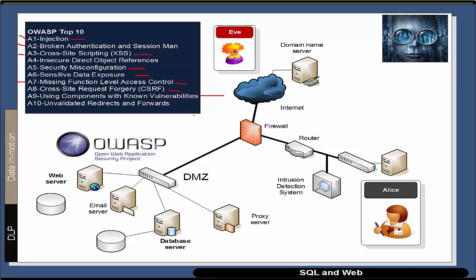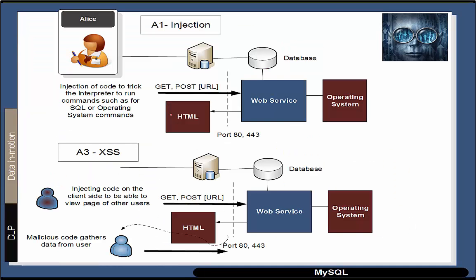Known vulnerabilities, Flash especially and PDF Reader are two well-known components with vulnerabilities, along with Java plugins. That's the three main vulnerabilities that we have. And then unvalidated redirects and forwards are problems. Okay, so the two that we'll focus on mainly are injection and cross-site scripting.